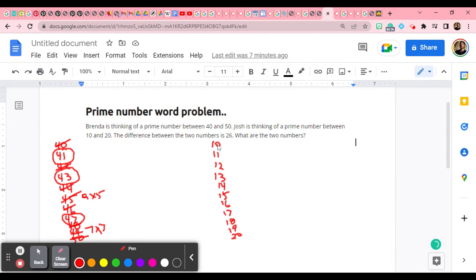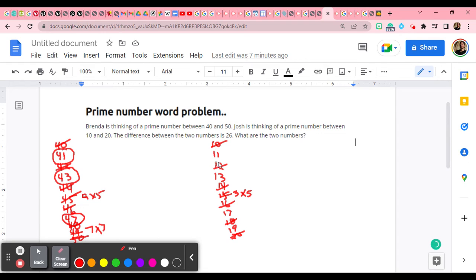Let's look at 10 through 20. 10, again, is an even number. Just cross out all the evens: 10, 12, 14, 16, 18, 20. Another little hint is if it's got a 5, like 45, we're going to be able to multiply times 5. So 15 is 3 times 5. So we don't need 15. Let's look at what we have left.